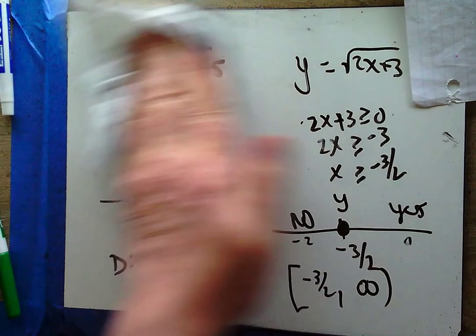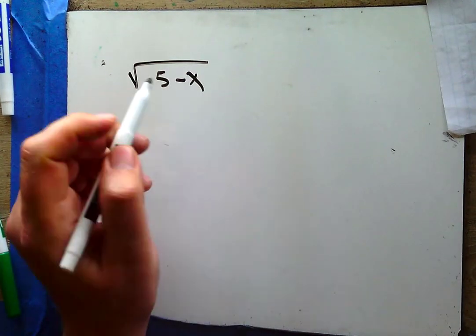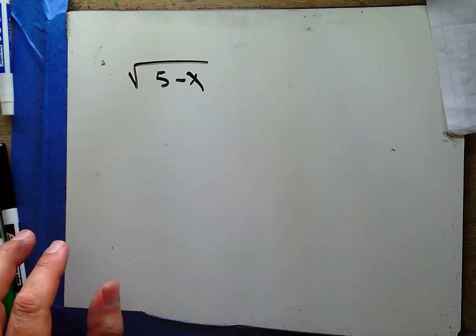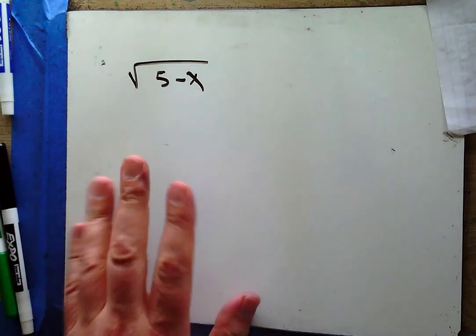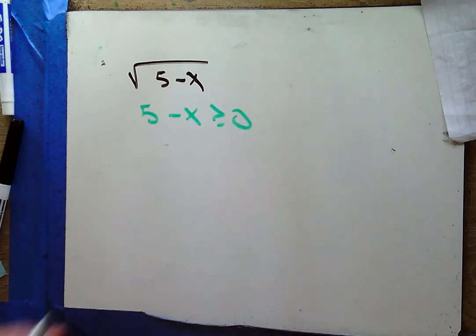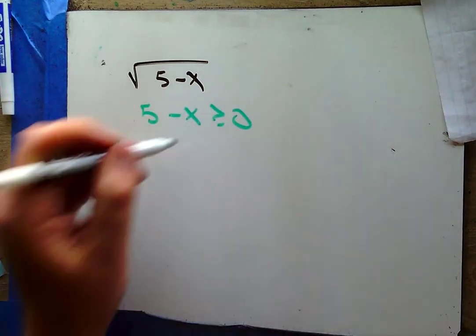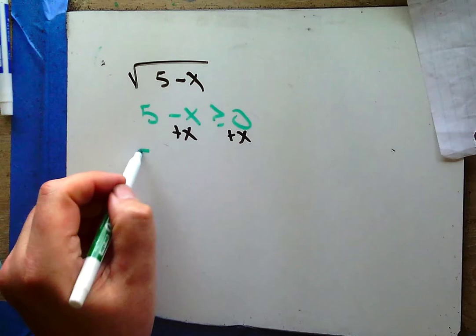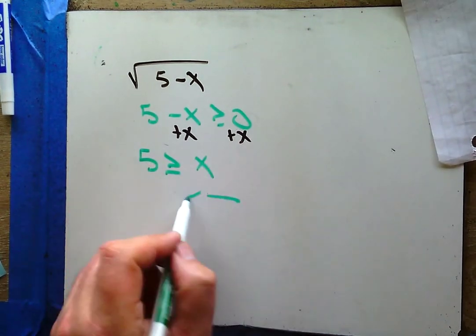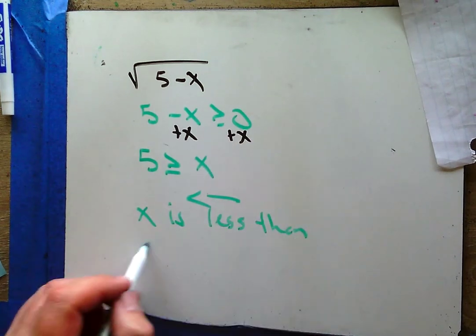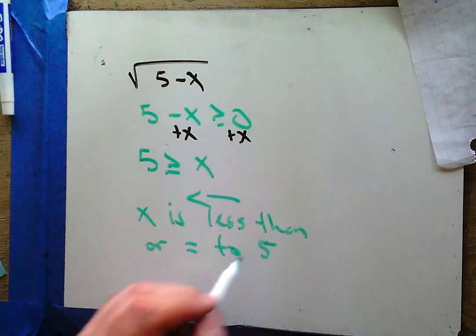Great. How about this one? Square root of 5 minus x. Now it's similar to the one we did before. That was x minus 5, but this is 5 minus x. So, what are we supposed to do here? Well, I want to say 5 minus x is greater than or equal to 0. And then I'm going to add x to both sides. And I'm going to get that 5 is greater than or equal to x. Or if I read it this direction, x is less than or equal to 5.